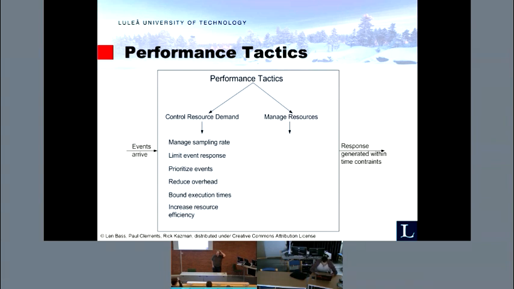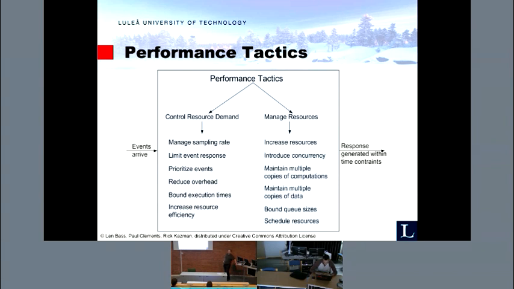Different nodes, yeah. Yep. So basically concurrent or several different sources or computations at once, concurrent computations. I think that was partly mentioned before as well, those cases go hand in hand. Okay, so yeah, first one, increase resources, introduce concurrency. Concurrency in this case means having more threads computing something, but also maintaining multiple copies of computations. That was kind of what you were saying. Maintain multiple copies of data, data being stored in several places. Bound queue sizes, that was mentioned before. You only allow so many people to wait in line or to be serviced at once, and the rest can be waiting or even be denied at the moment.